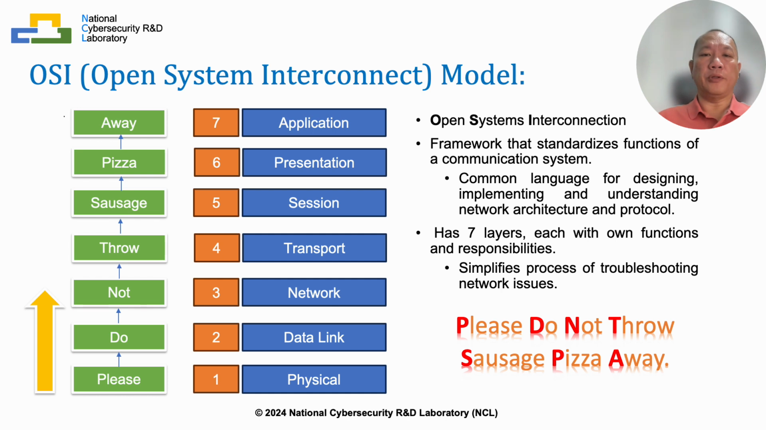Now let's dive deeper into the layers of the OSI, Open Systems Interconnection model. This model, established in 1984 by the International Organization for Standardization, or ISO, standardizes the functions of a communication system and is mostly used for designing, implementing, and understanding network architecture and protocols. All 7 layers have their own functions and responsibilities, which simplifies the process of troubleshooting network issues. We will go through the individual layers in the subsequent slides.